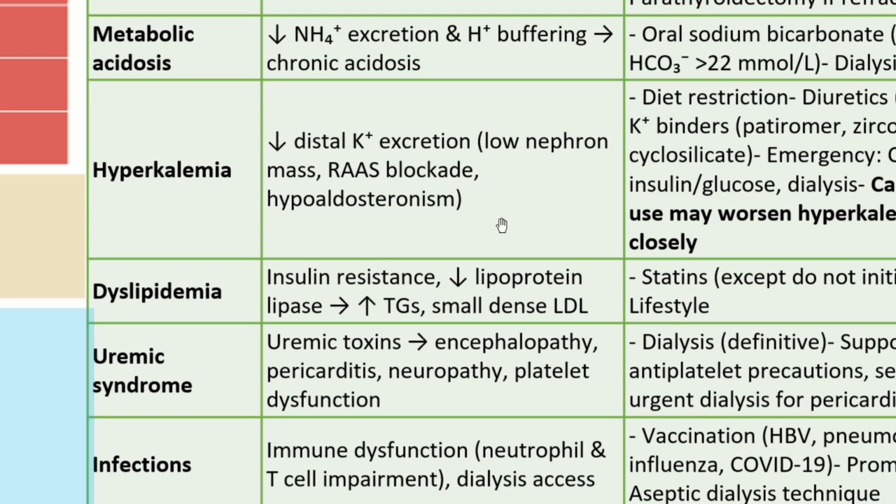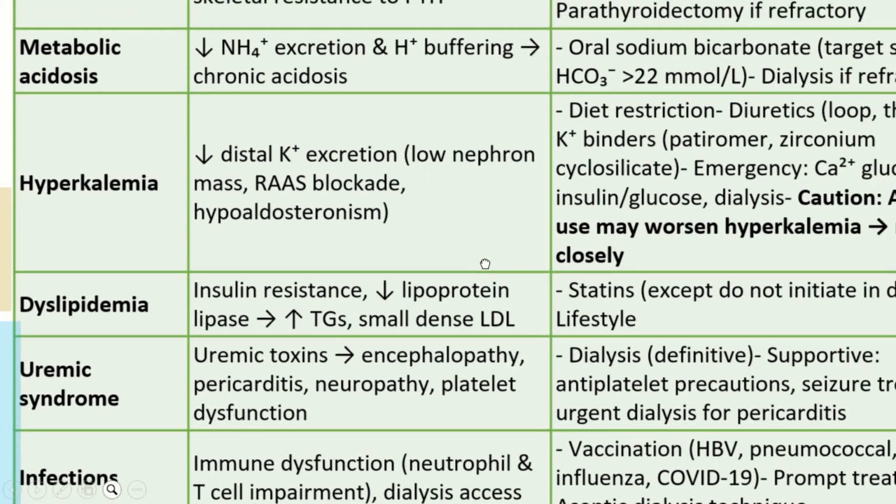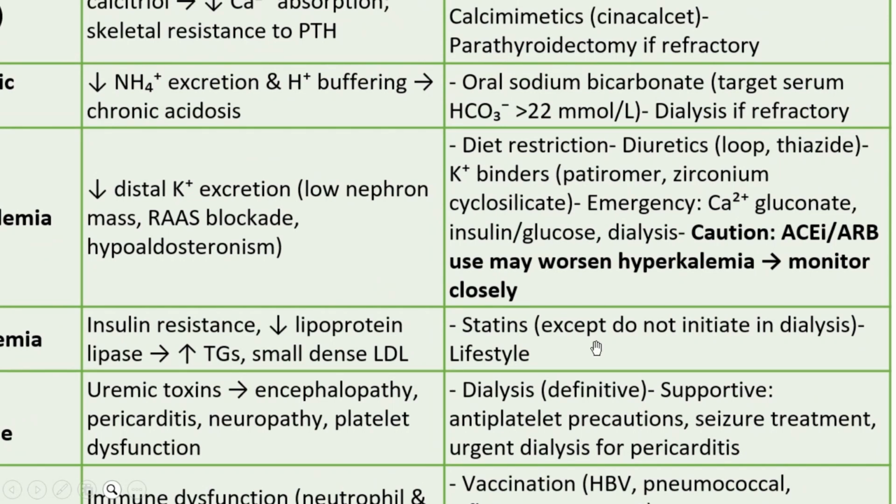Then in emergency, when we have an increased potassium, we may consider using things like calcium gluconate and insulin. And if this cannot help, we have to consider dialysis. And we have to know that even the ACE inhibitors as well as the ARBs are very well capable of worsening hyperkalemia. So we need to monitor this very, very closely.